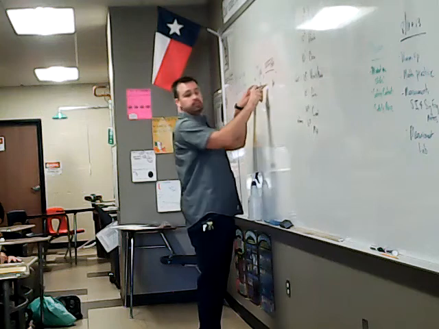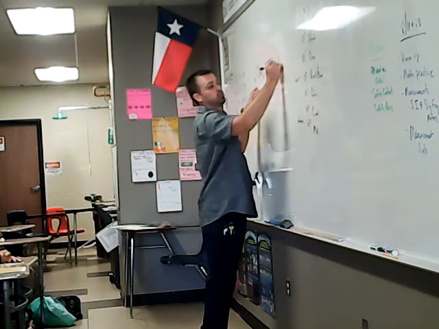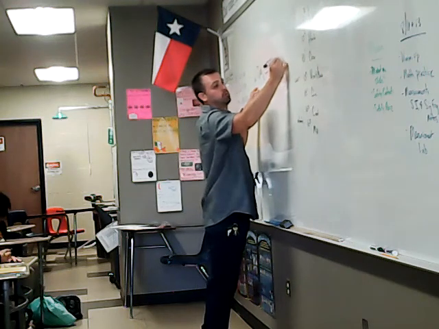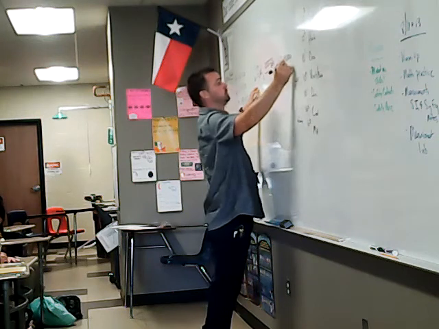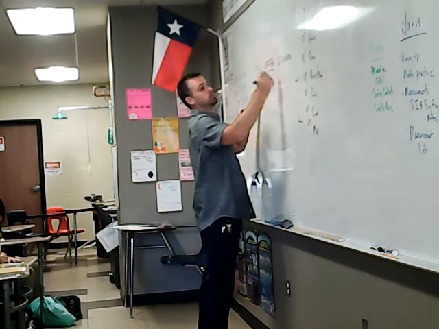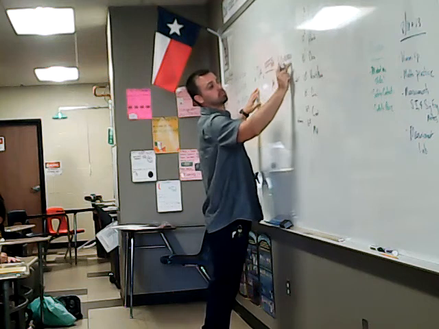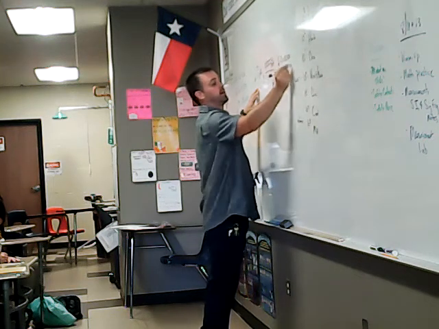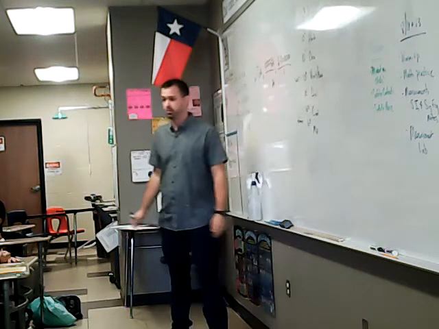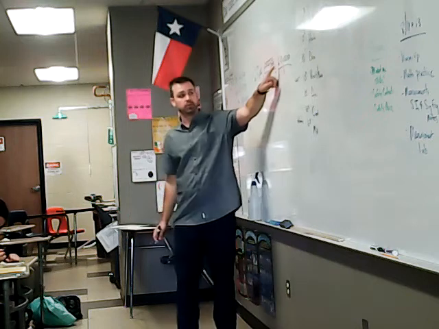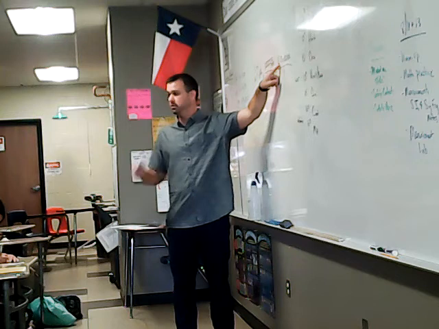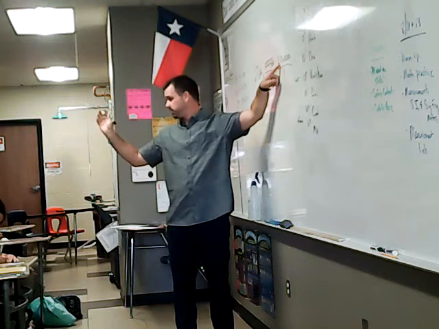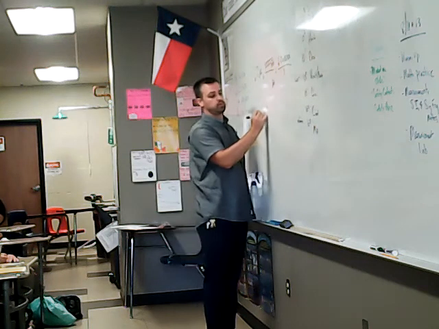So technically, my math problem is 6.73 times 1 million. Oops. There we go. Divided by 1. Well, if I'm multiplying, that decimal goes where? To the right or to the left? To the right. I'm getting bigger. So, watch.